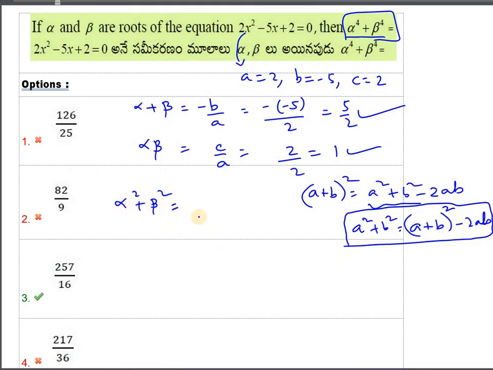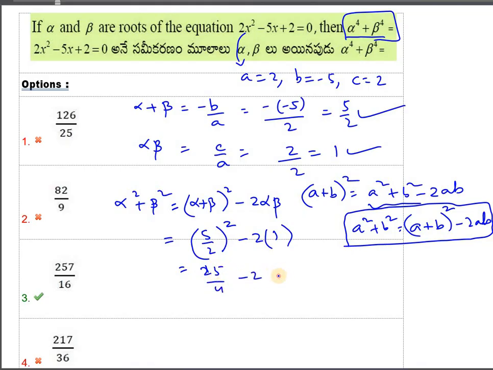So alpha square plus beta square, how can we write? Alpha plus beta whole square minus 2ab, meaning 2 into alpha beta. We have the value of alpha plus beta, 5 by 2. Substitute 5 by 2 whole square minus 2 times alpha into beta, the product of the roots, which is 1. So this is 25 divided by 4 minus 2. If we solve, 25 minus 8 by 4, this becomes 17 by 4.